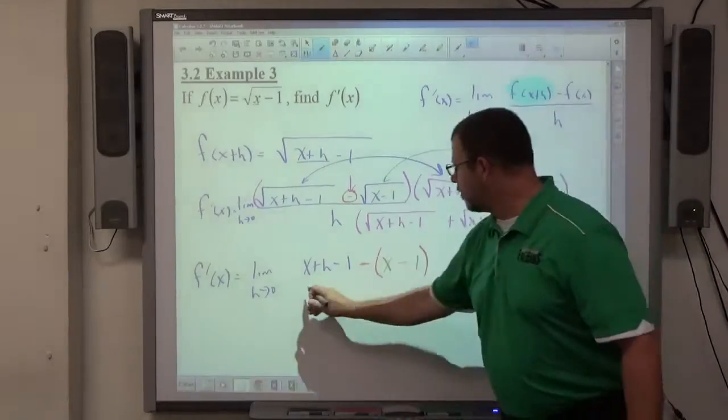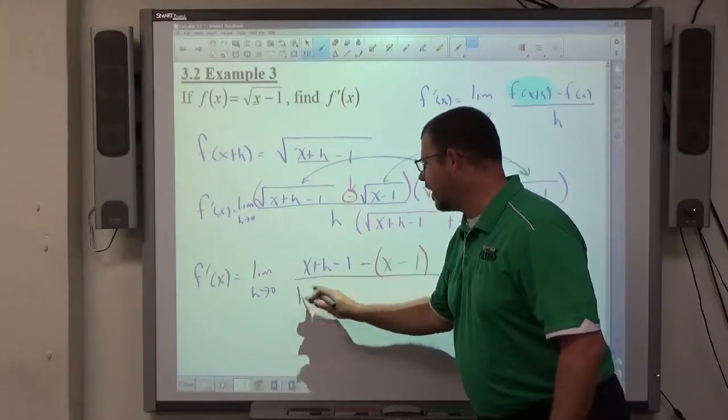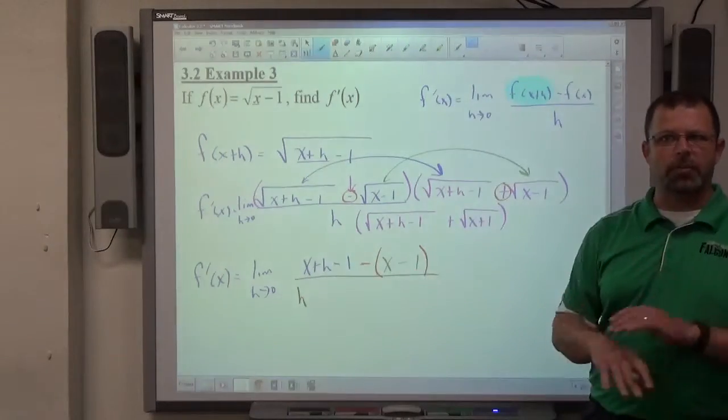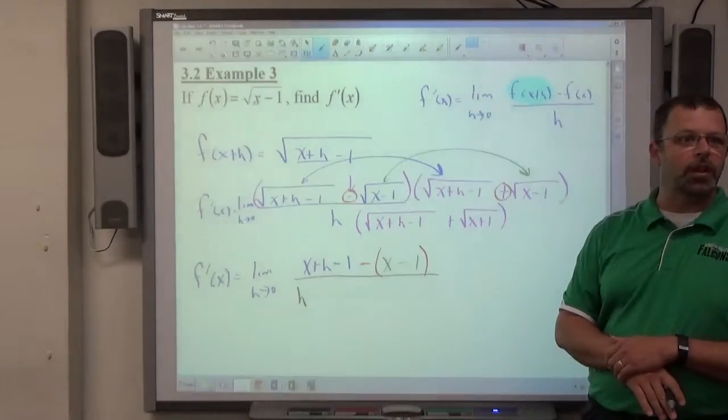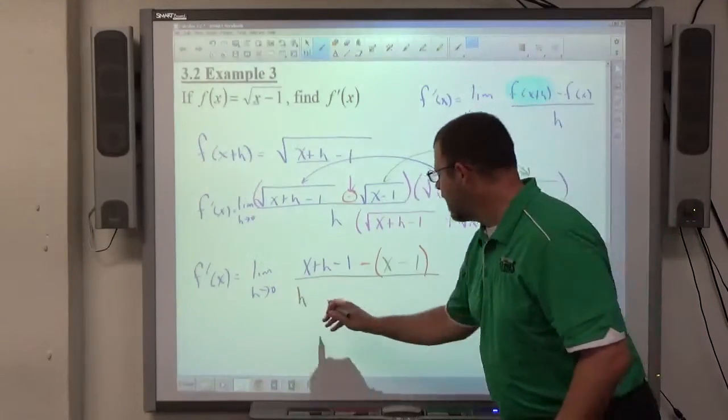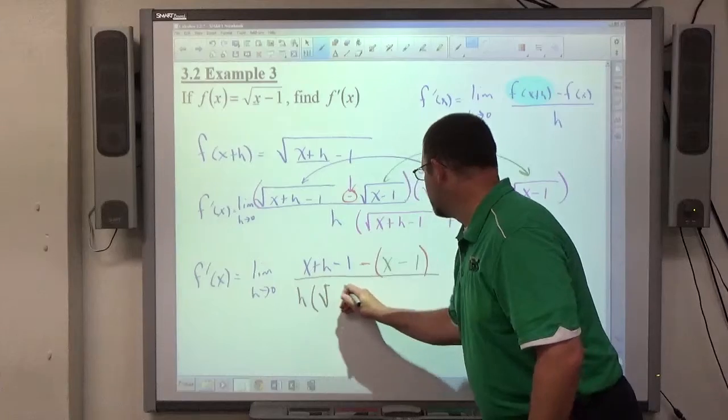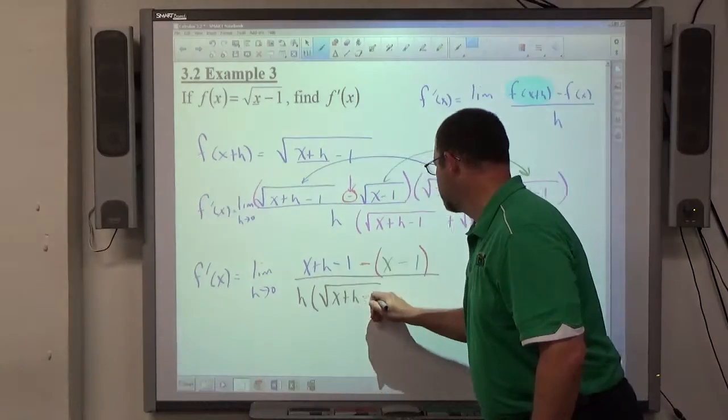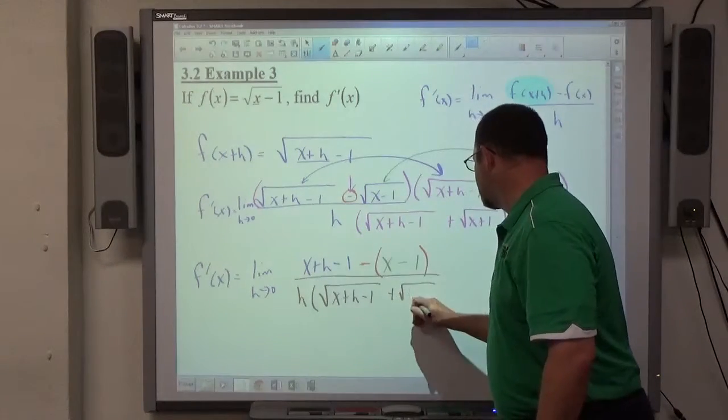On the bottom we have all the stuff we have on the bottom, which is h, and I'm going to keep h outside. I want h separated from everything else because I always want to get rid of h, so keep that away. Everything that's multiplied by it is just going to stay multiplied by it. So x plus h minus 1 under the radical plus the square root of x minus 1 under the radical.